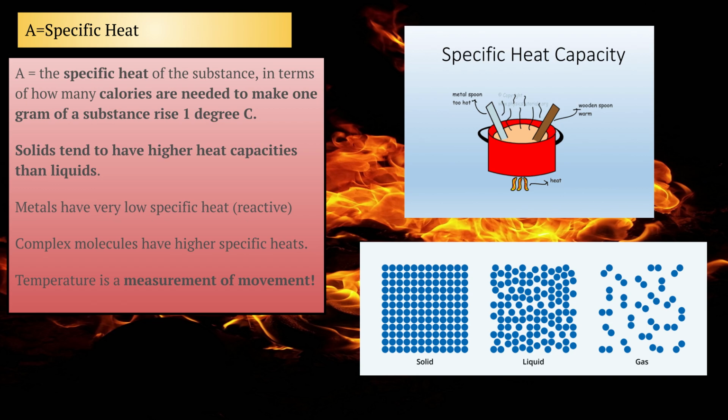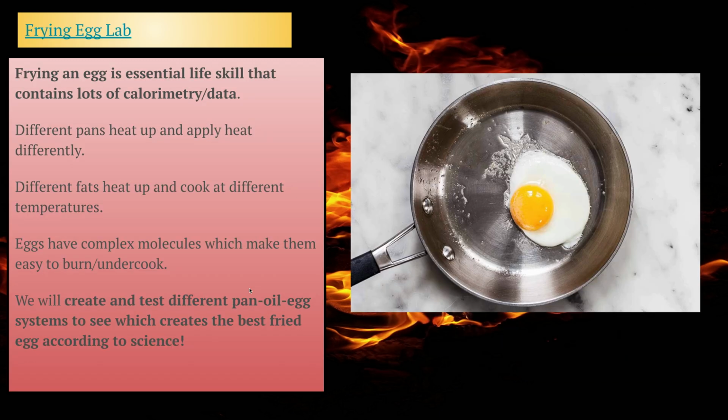We're going to be testing a variety of things in our egg lab based on solids versus liquids, pans versus oils and eggs, metals, which have a really low specific heat, they're quite reactive, and then complex molecules such as eggs that tend to take more energy to heat. Now, temperature is the measurement of movement, but temperature is also the measurement of how well our egg is going to be cooked.